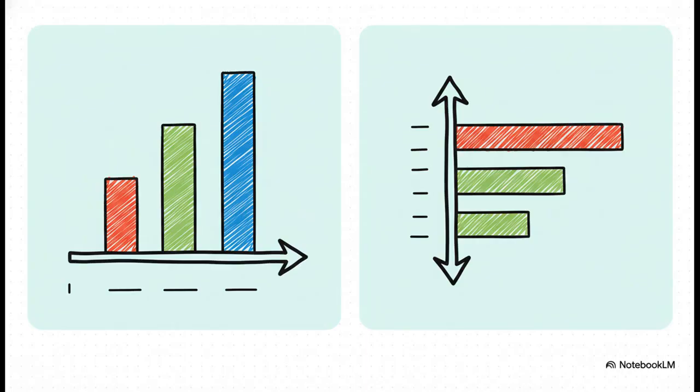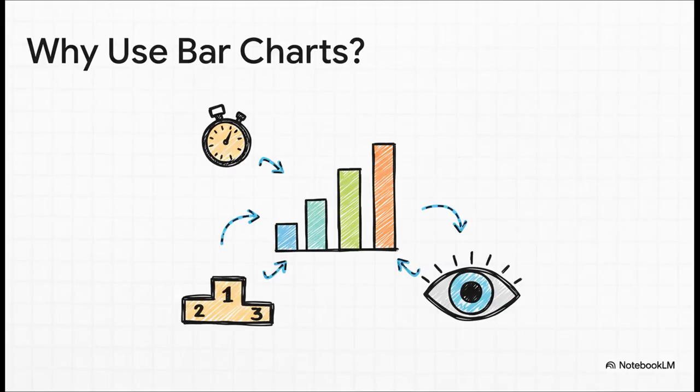Now you're going to see these in two main flavors. The vertical one is probably what you picture first, with all the categories lined up along the bottom. But don't sleep on the horizontal bar chart. Those are fantastic when you have really long category names, because let's be honest, they're just way easier to read that way. So why are they so popular? Simple. They work. They give you this instant overview of your data, making it super easy to see which values are biggest, which are smallest, and how they all rank against each other. They're a total staple for a reason.